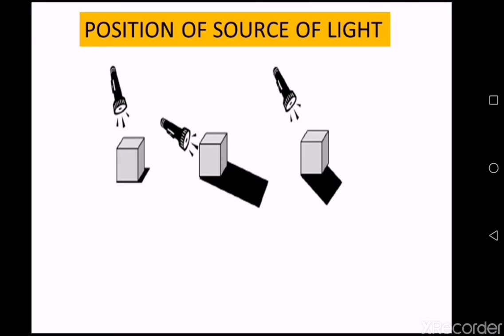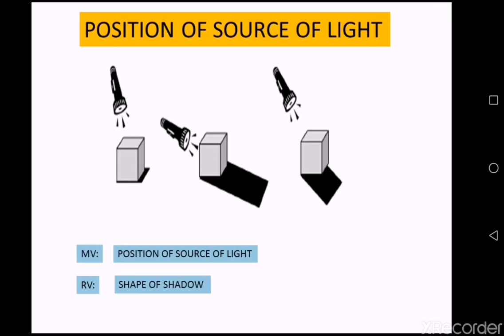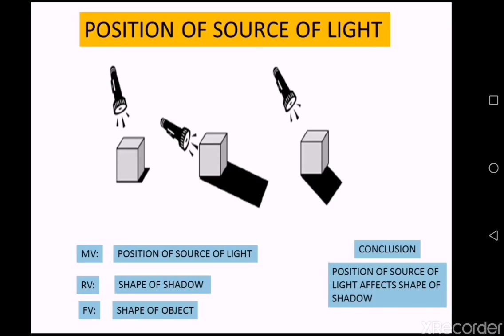And the position of source of light, the manipulative variable is the position of source of light. The responding variable is the shape of shadow. And the fixed variable is the shape of object. So the conclusion is the position of source of light affects the shape of shadow.